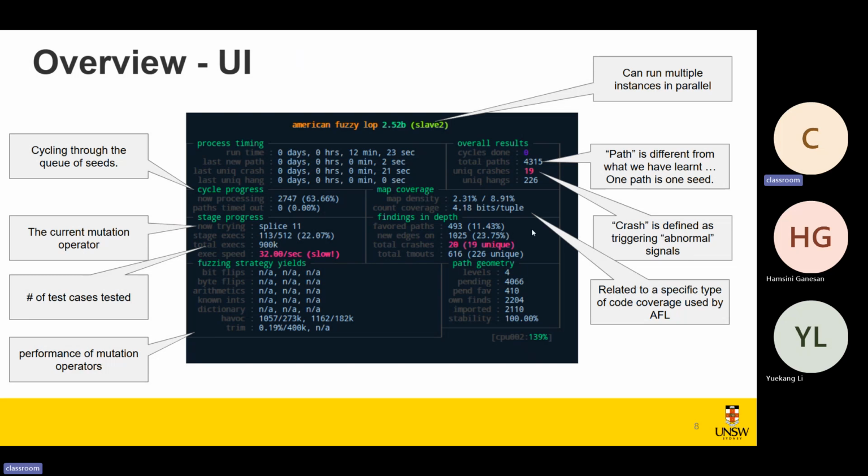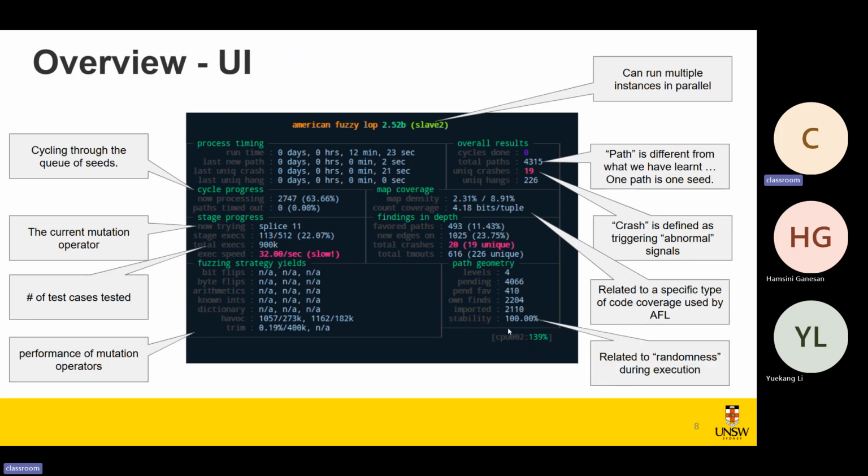And this map coverage here is related to how AFL keeps track of the code coverage of the target program. So it has a special mechanism of keeping track of code coverage of the target program, and we will learn about the details later.